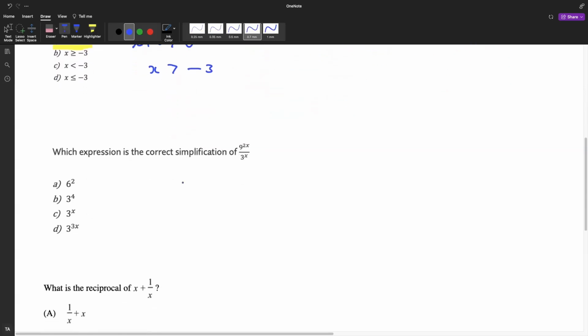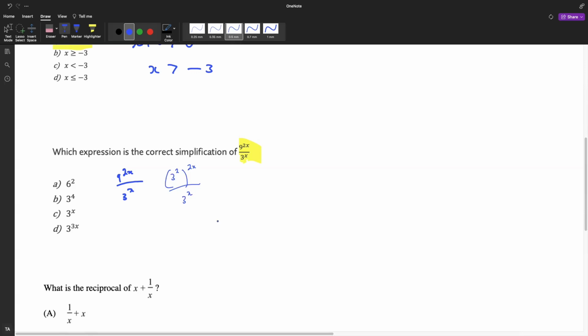The third question, which expression is the correct simplification of this thing here? So how do we simplify that? Now, this is a bit of indices more than in the specific algebra space, but we've got 9 to the power of 2x over 3 to the power of x. Let's have a look. What we can do here is, we know that 9 is also a power of 3, right? 9 is 3 squared. So you can say this is just 3 squared to the power of 2x over 3 to the power of x.